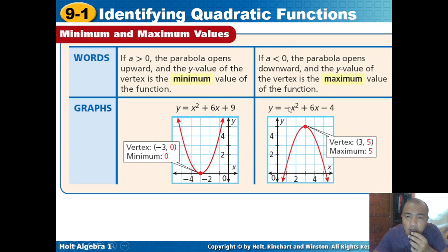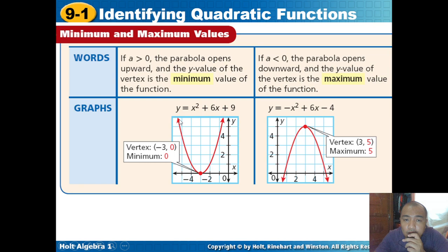Here, A is less than 0, negative 1, so it opens downward. So the y value of the vertex is the maximum value of the function. So the maximum value is the y value of the vertex, which is 3, 5, therefore 5. Maximum value of this function is 5, while the minimum value of this function is 0.